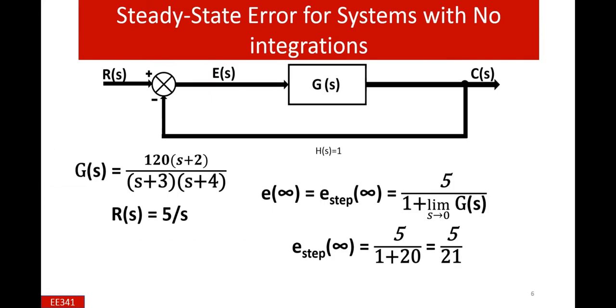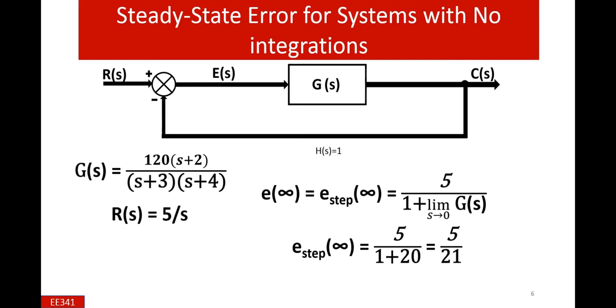I am taking the same example once again. For example, in this case we have the open loop transfer function equal to 20 times (s plus 2) divided by (s plus 3) times (s plus 4). It means in the open loop transfer function there is one zero at minus 2, and there are two poles at minus 3 and minus 4.